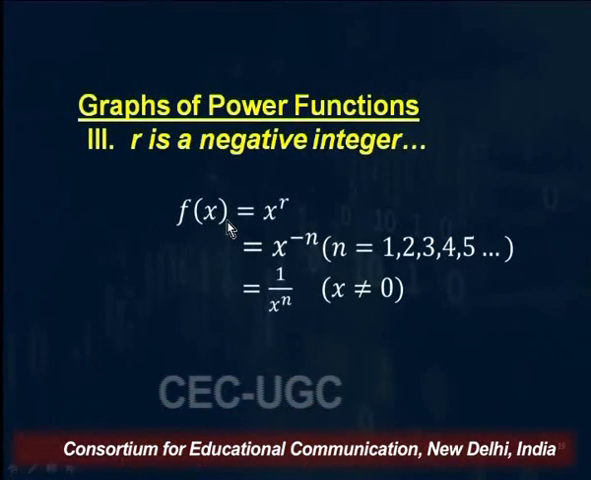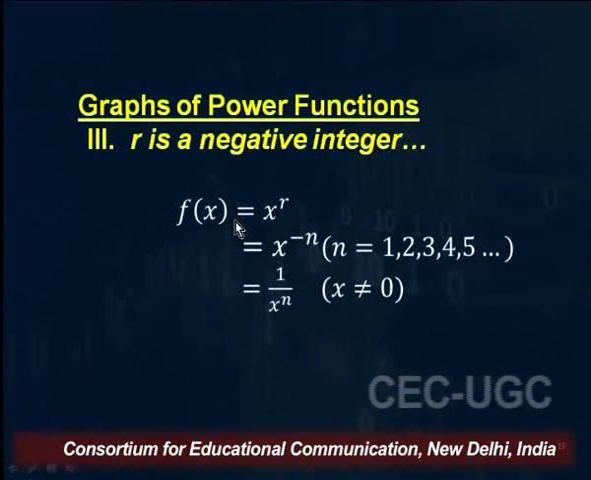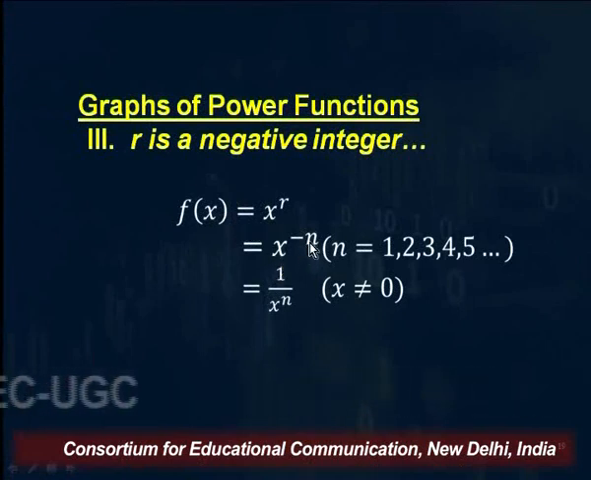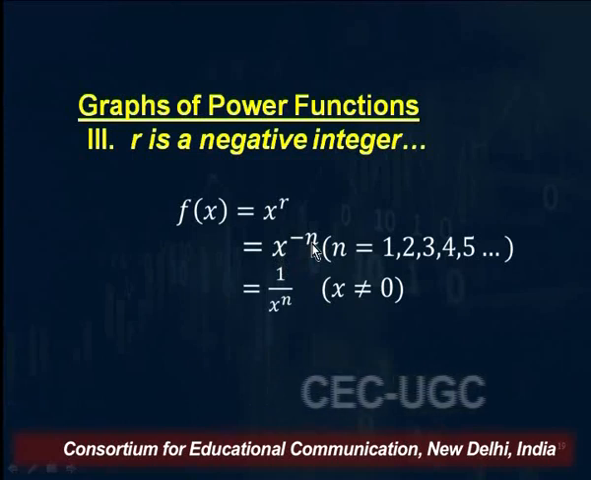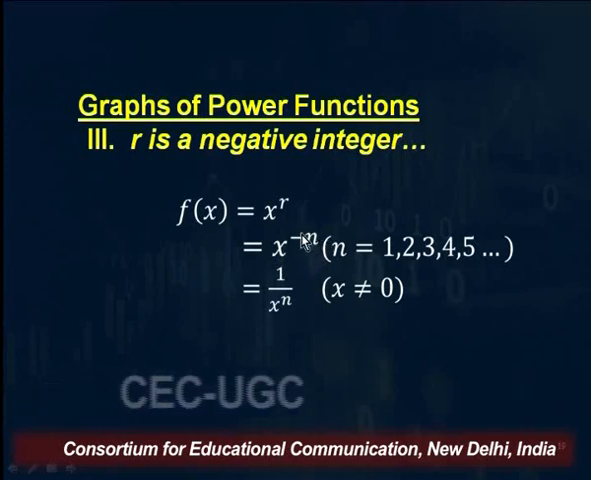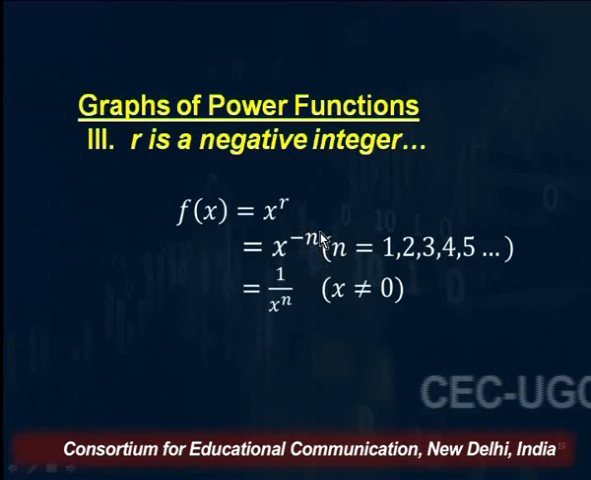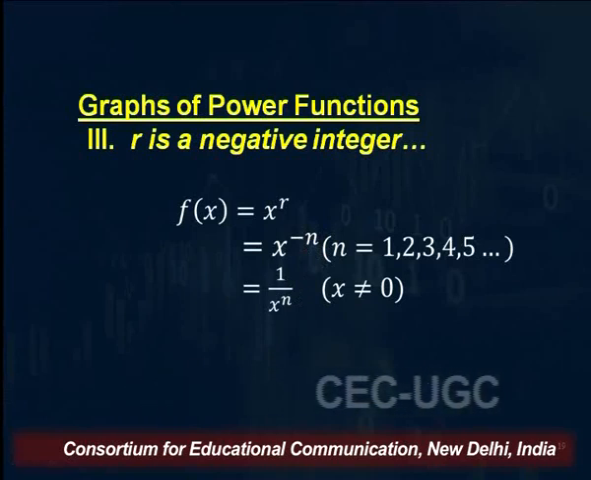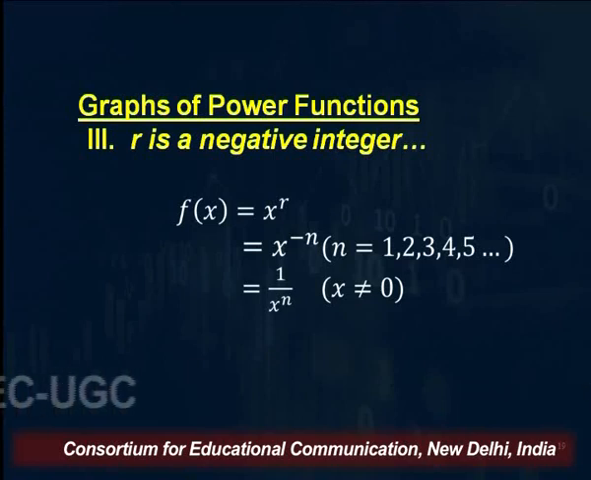Here, in this case where r is a negative integer, we can write the function x to the power r as x to the power minus n, right? Here n is any natural number: 1, 2, 3, 4, 5 and so on. So when I take x to the power minus n, my exponent r becomes a negative integer. And you all know that x to the power minus n can be written as 1 divided by x to the power n. Here, the only restriction that we need on the domain is that x should not be 0.